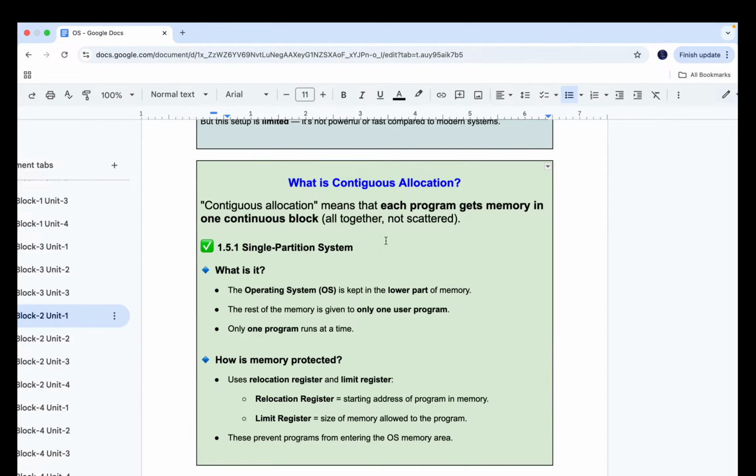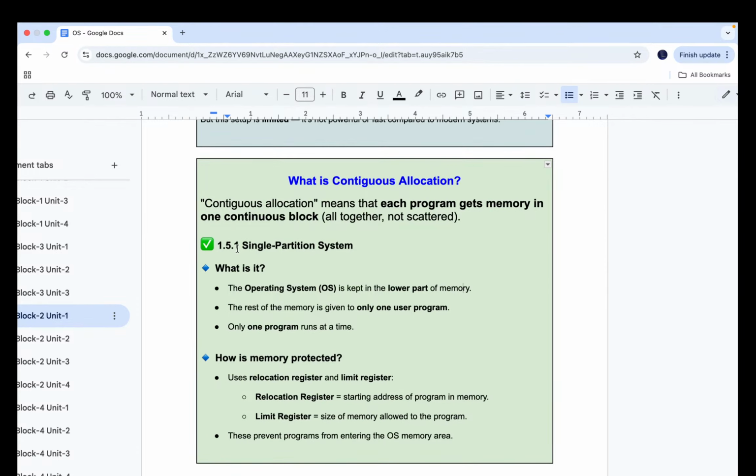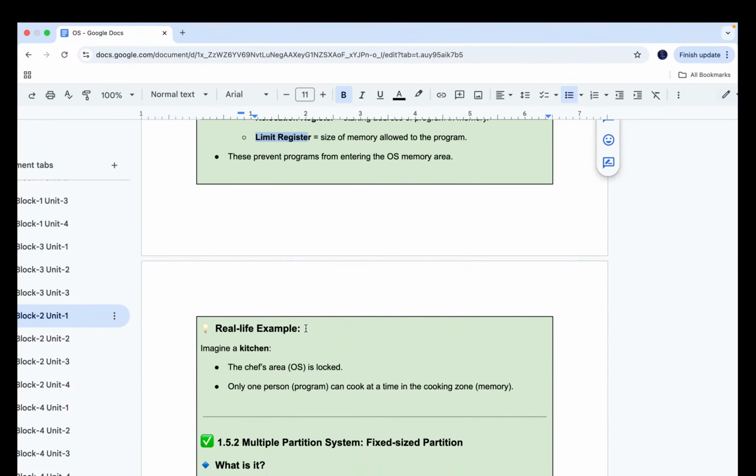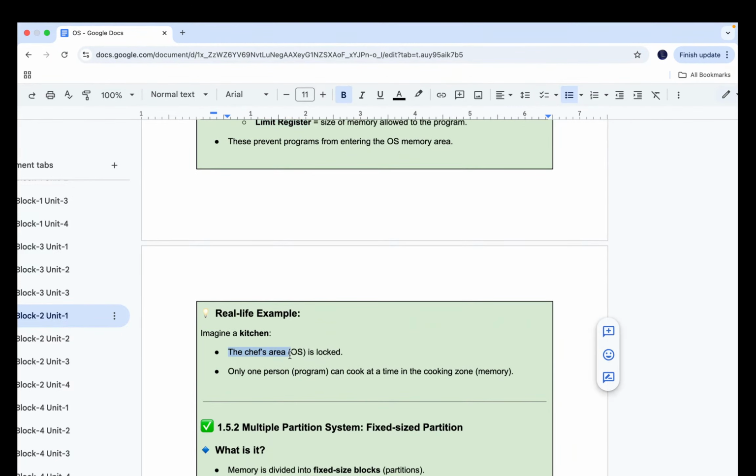What is contiguous allocation? Contiguous allocation means that each program gets memory in one contiguous block. Single partition system. The operating system is kept in the lower part of the memory. The rest of the memory is given to only one user, and only one user runs at a time. How is memory protected? Use the relocation register and the limit register. The safe area with the OS is locked. Only one person can cook at a time.